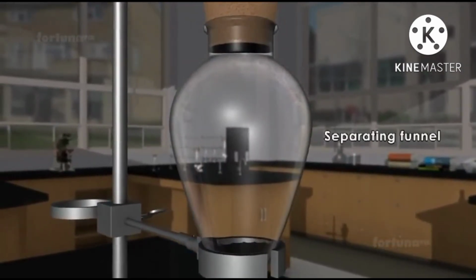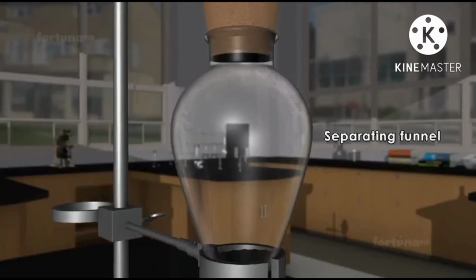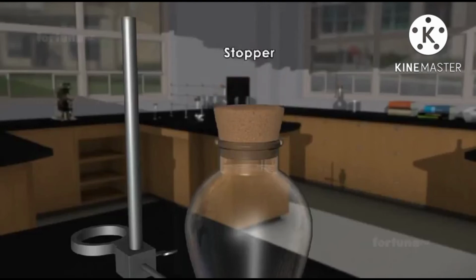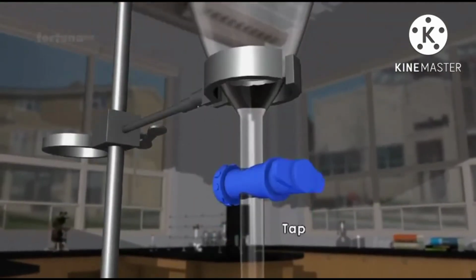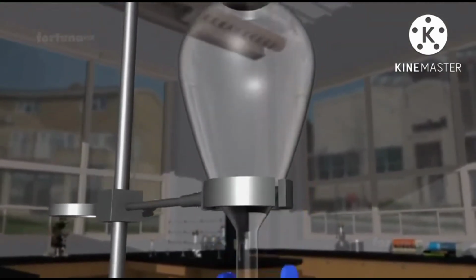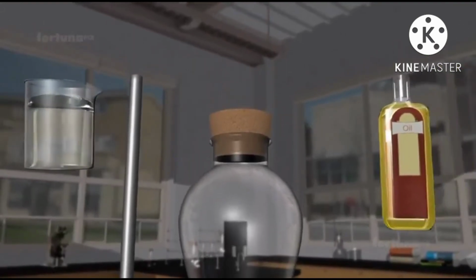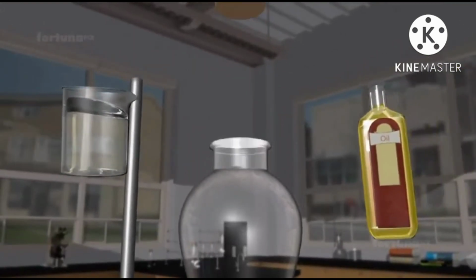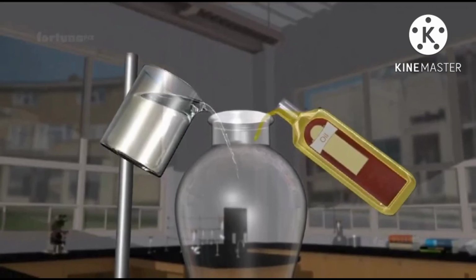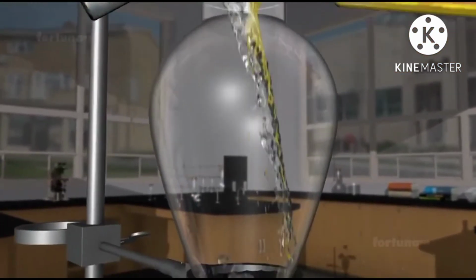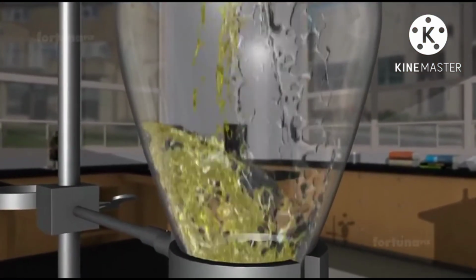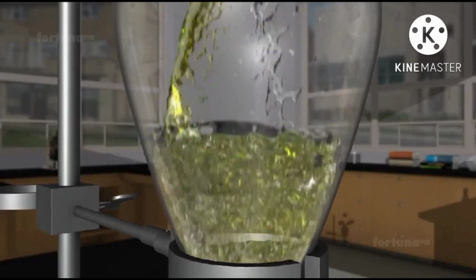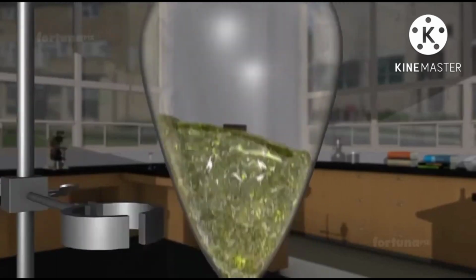The separating funnel is a cone-shaped glass container with a globe-like top. It has a stopper at the top and a tap at the bottom. Using a separating funnel, let's separate a mixture of oil and water, two liquids which cannot be uniformly mixed. We'll begin by pouring the mixture into the separating funnel. Next, we'll close the stopper.